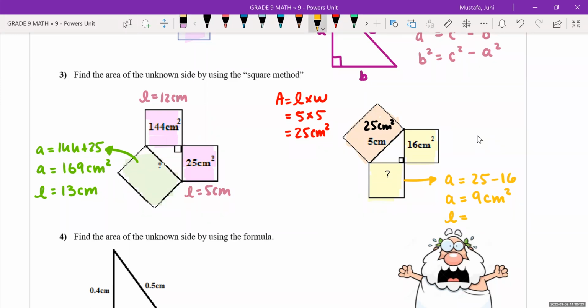I know the question doesn't ask for it, but let's just figure out the side lengths of everything. What would be the side length of this square here if the area is 9? This would be 3 centimeters. Good. What would be the side? Oh, we already know the side length is 5. What would be the side length of this box here? 4 centimeters. Good.